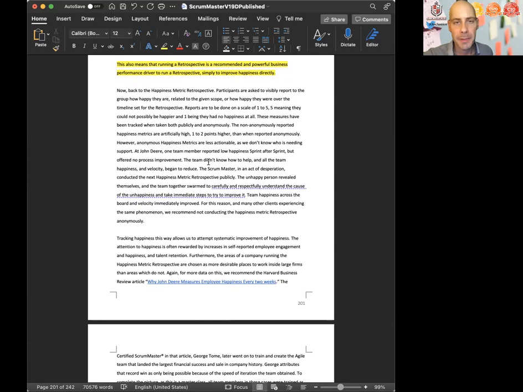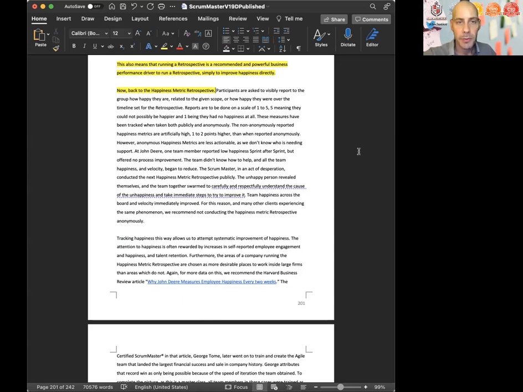Now, back to the happiness metric retrospective. This is probably where I should introduce the title. Participants are asked to visibly report to the group how happy they are related to a given scope, or how happy they were over the timeline set for the retrospective. Reports are to be done on a scale of 1 to 5, 5 meaning they could not possibly be happier, and 1 being they had no happiness at all.